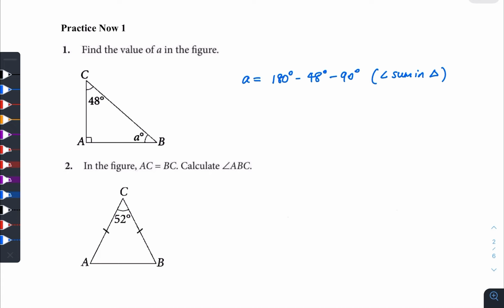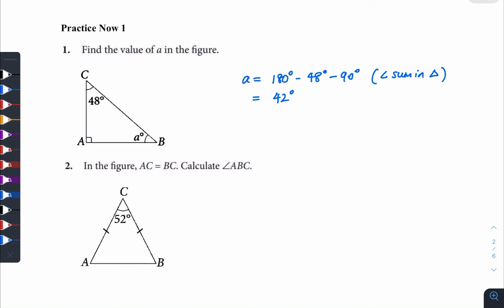And because we're in secondary school already, we need to present our working very clearly. So we have to write the reason, especially when it comes to basic angle properties and triangle properties. So we have to write down the angle sum of a triangle, so all these add up to 180. So you can take 180 minus 48 minus 90, and you can write down the answer at the next step, which is 42 degrees. Okay, very easy.